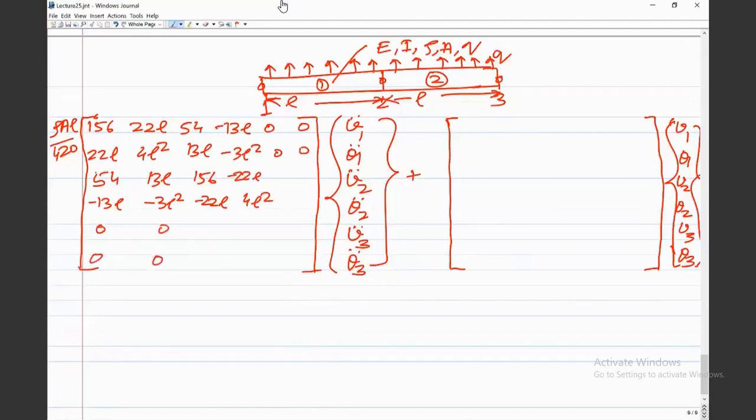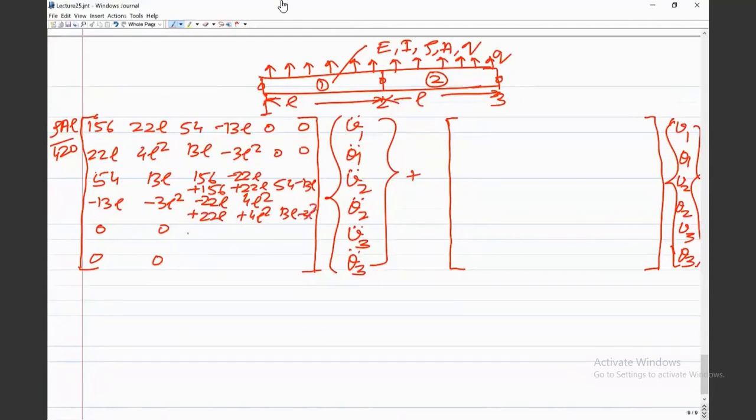The second element is defined between global nodes 2 and 3. So the degrees of freedom are going to be V2, theta 2, V3, theta 3. So the contribution of the second element will go to the third, fourth, fifth, and sixth rows and columns. We start from the third row and third column. Here we will have plus 156, plus 22L, and then 54 and minus 13L. Then here also plus 22L, plus 4L square, 13L, and minus 3L square.